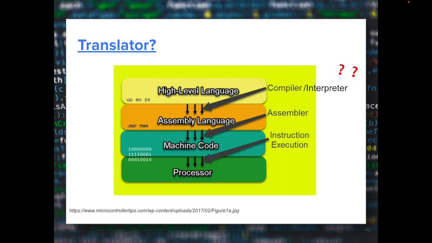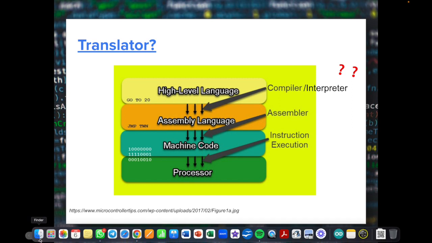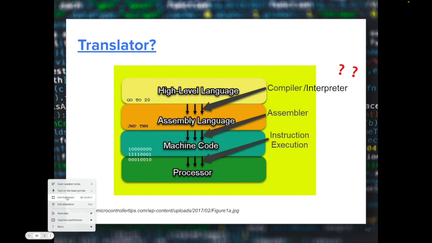Daripada figure yang you nampak dekat depan you sekarang ni, it actually summarize the whole point of our subtopic 1.3. So you can see here, nampak kat sini, daripada high level language, dia perlu convert kepada assembly language, daripada assembly language turun pergi ke machine. So we all know, daripada assembly language nak pergi kepada machine language, kita akan pakai assembler.